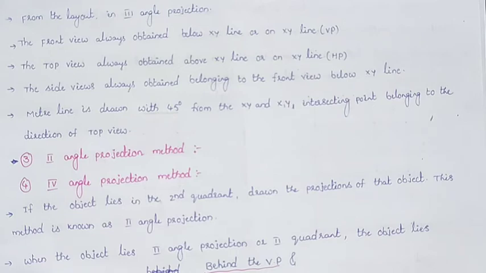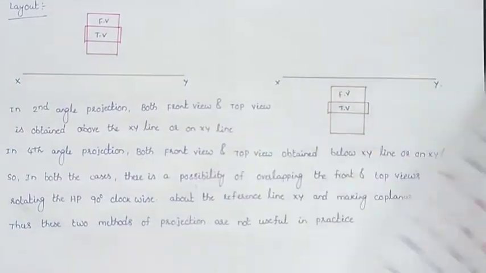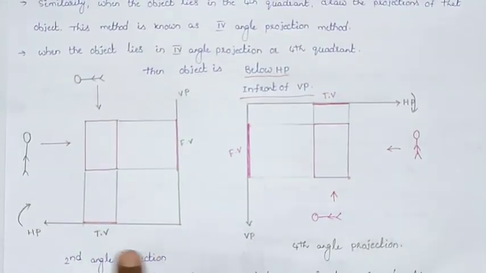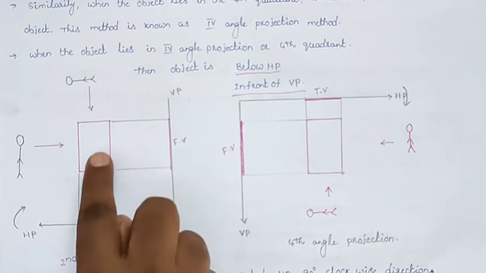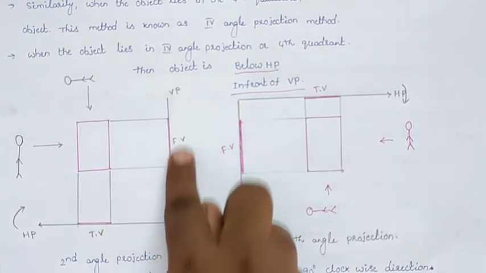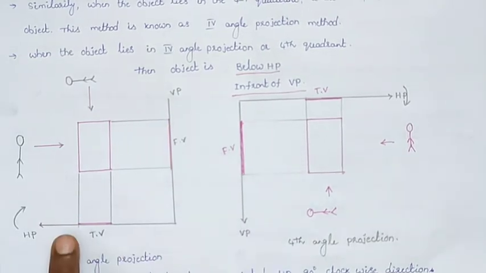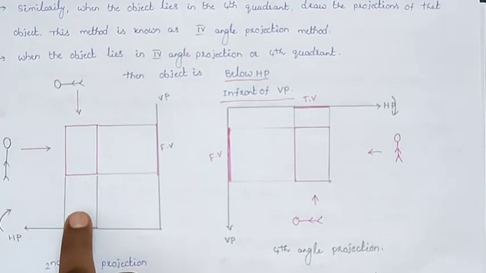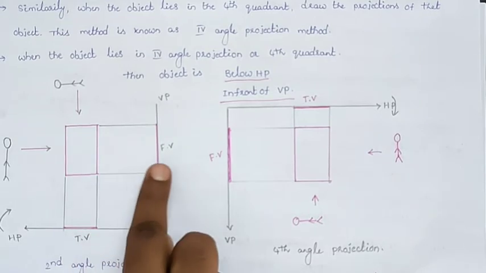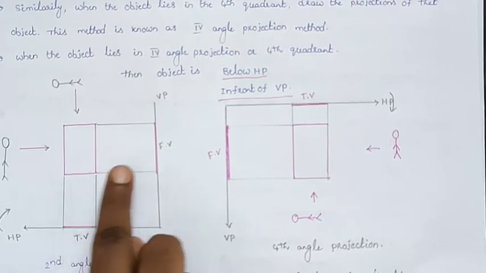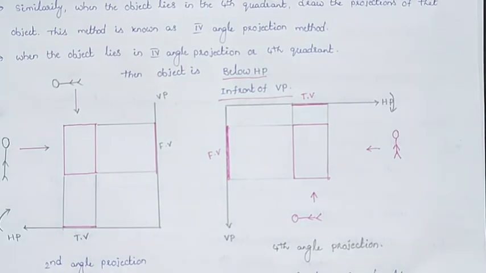When the object lies in the second quadrant or second angle projection, I am drawing it in a diagrammatic manner here. This is the layout of the second angle. When the object lies in the second quadrant, the position of the object should be above HP and behind VP. So this is the position of the object when it lies in the second quadrant.